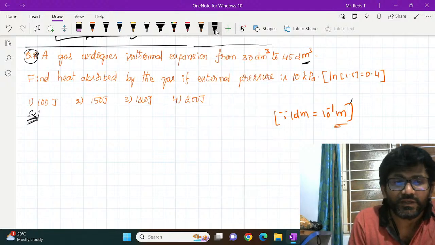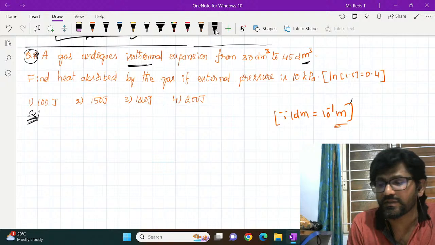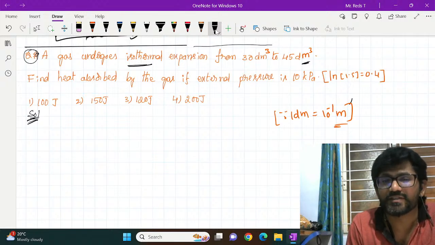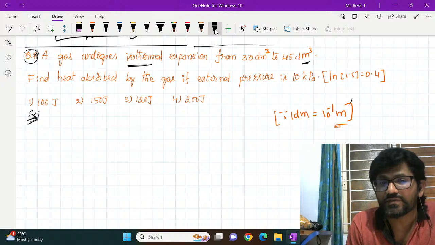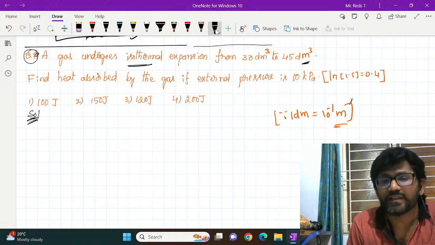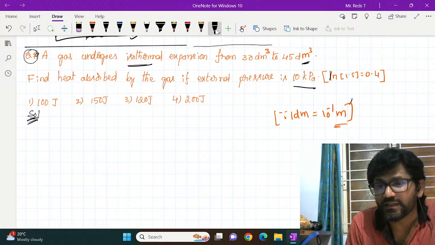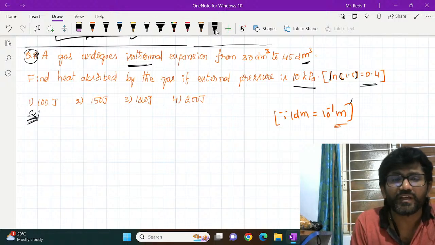Okay. So, what you are asked to find? When a gas undergoes isothermal expansion, this is a condition, guys. You have to remember. Note down this. Isothermal means temperature remains constant. When a gas undergoes isothermal expansion from 30 decimeter cube to 45 decimeter cube, find the heat absorbed by the gas if external pressure is 10 kilopascal. Within the bracket, it is given that ln of 1.5 is approximately 0.4. So options are given.